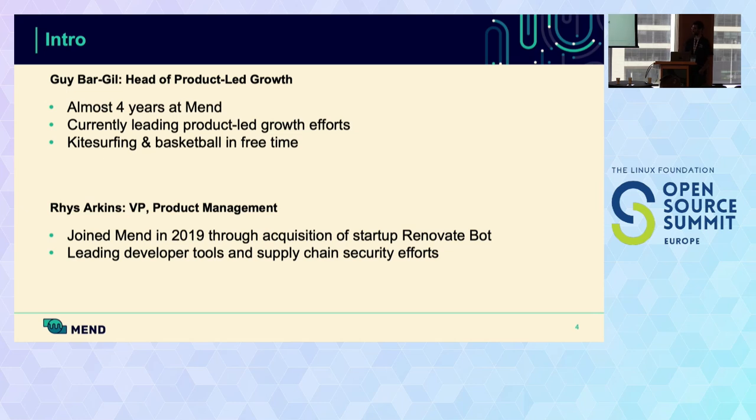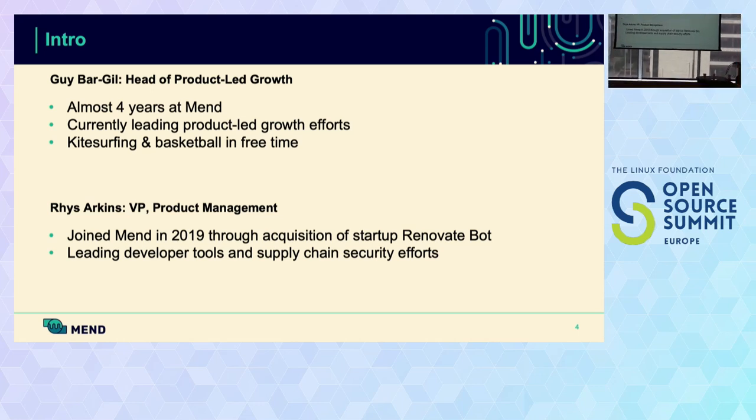And Rhys? Hi, so my name is Rhys Arkins. I'm VP Product at Mend. I joined Mend when it was known as White Source in 2019 through the acquisition of a company and DevOps tool I founded called RenovateBot. And these days, I am responsible for particularly developer tooling and supply chain security as part of the Mend portfolio. And I omitted the free time part because I couldn't think of anything as exciting as kite surfing and basketball. Thanks, Guy. Yeah, no problem.